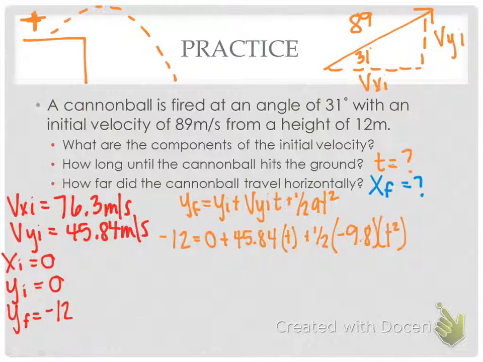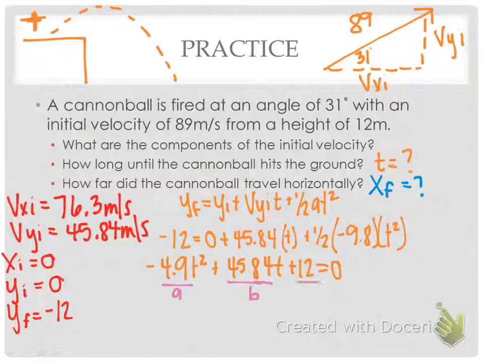Okay, so if I line this up in order of my quadratic formula needs, it's going to be negative 4.9 t squared plus 45.84t plus 12 would all equal 0. Okay, so I'm going to move my 12 to the other side, so I have it with my variables. Now my terms are a, b, and c. Okay, those are my terms for my quadratic formula.